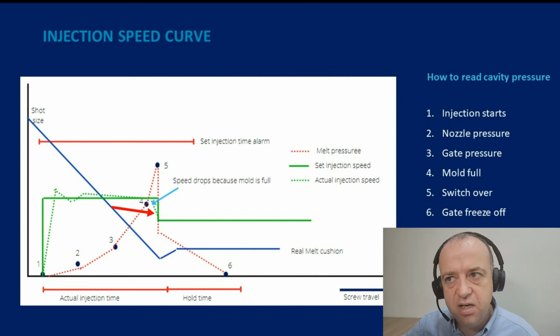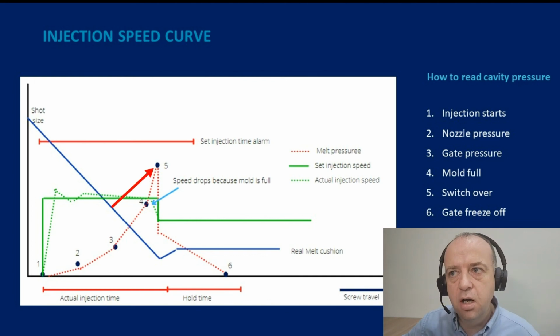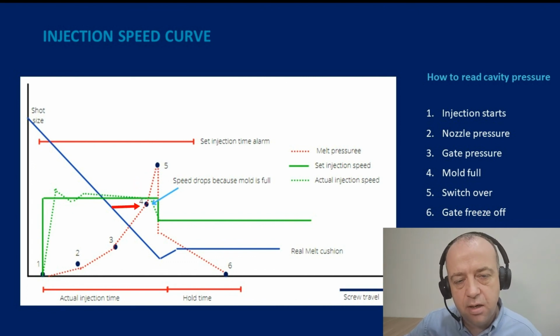Watch out for the speed diving down. Then you know you need to switch over at that position, and don't overshoot past that position and overfill the mold, because the pressure will go up. You may see the speed going down and you've overfilled the mold. So you need to come back to that position where you see the first signs of the screw speed slowing down significantly.